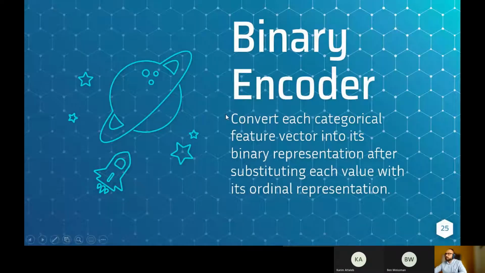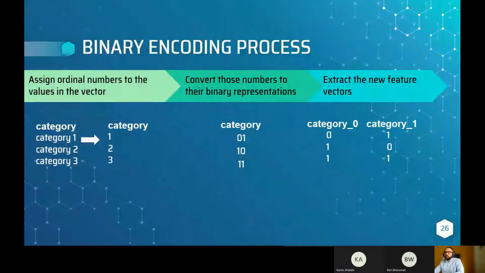Now let's move on to the binary encoder. What the binary encoder does is it converts each categorical feature vector into its binary representation after substituting each value with its ordinal representation. Again, a mouthful here, but this is how it looks in practice. In the binary encoding process, we have to assign ordinal numbers to the values. So we have category 1, 2, 3. We have 1, 2, 3. Accordingly, we have to convert those numbers to their binary representations, and we have to extract the new feature vectors.